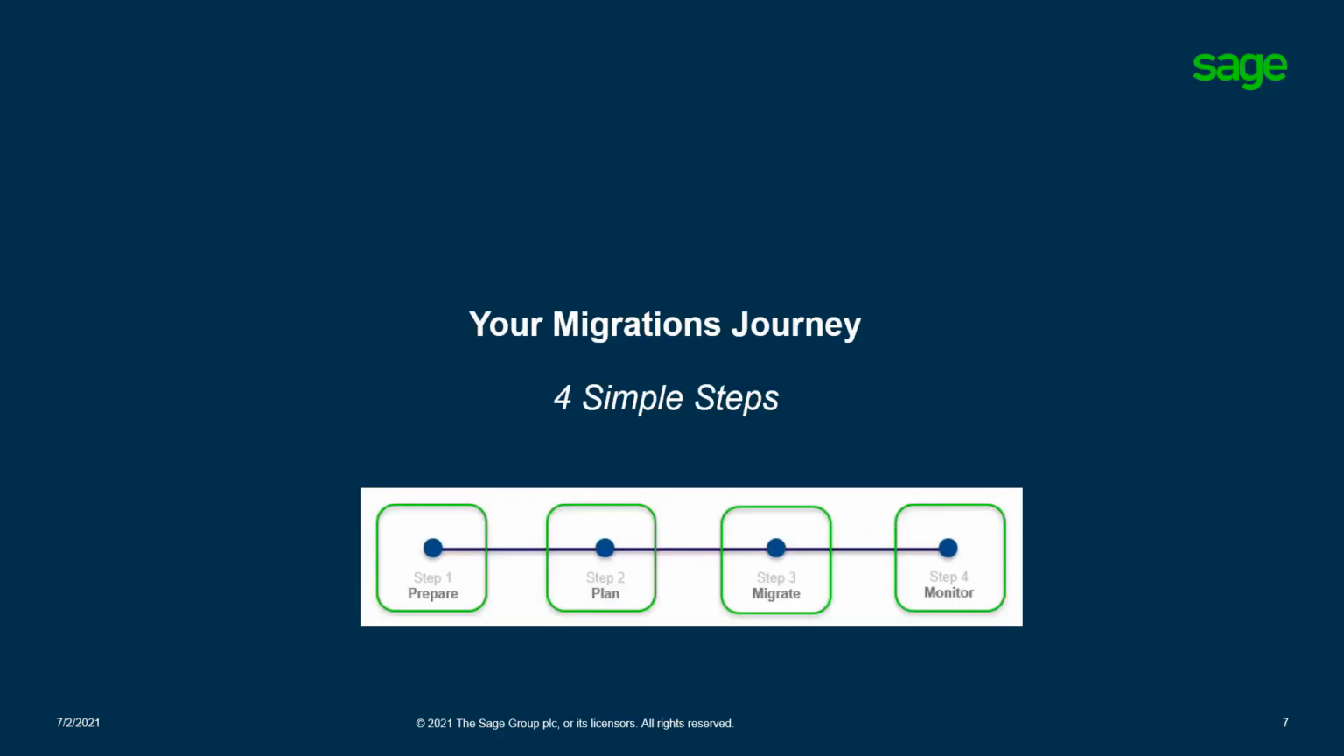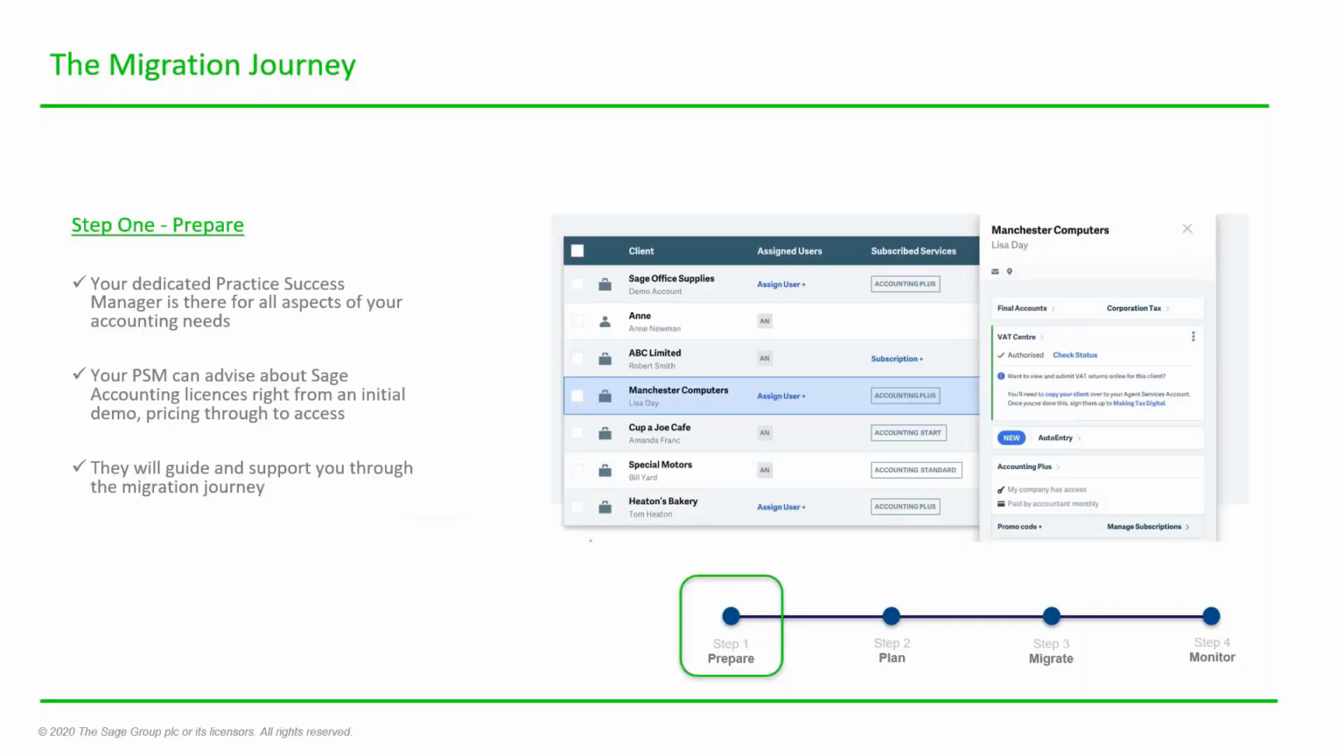Now let's have a look at the Sage migration journey. It's broken down into 4 easy steps: prepare, plan, migrate, and monitor. Step 1, prepare. As an accountant, you will have been assigned your own Practice Success Manager, a PSM, dedicated to look after you.